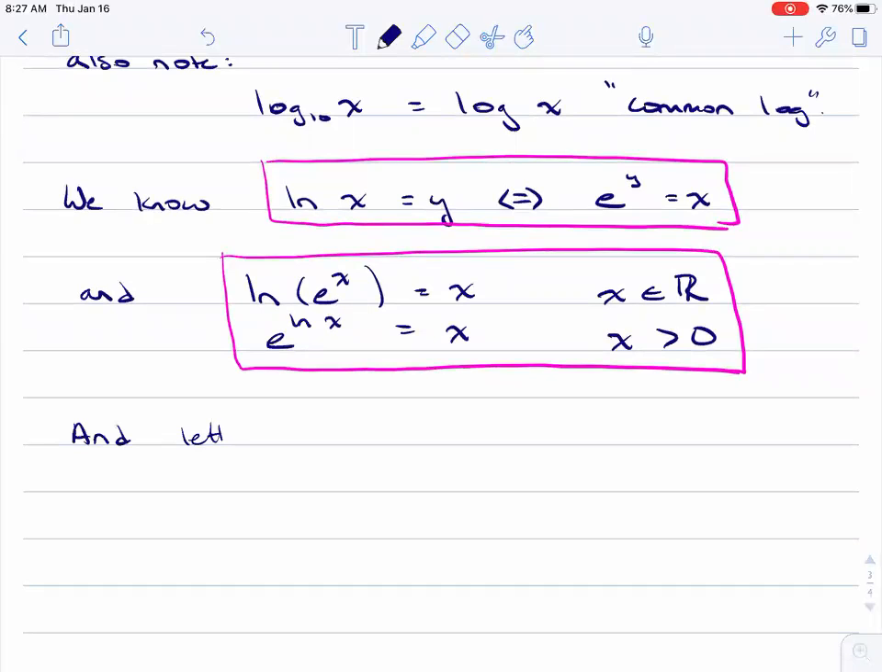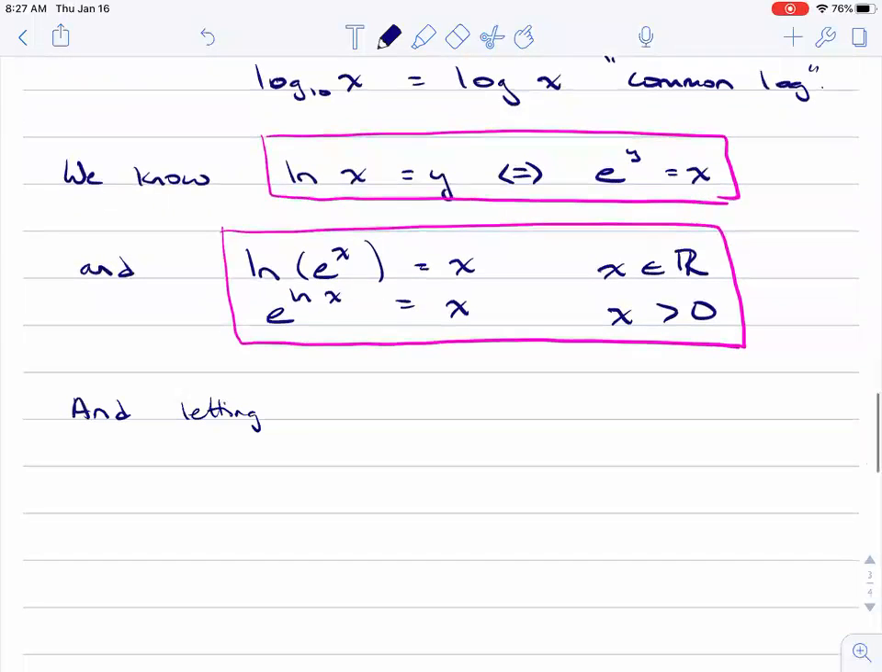And of course, letting x equal 1 is the same as taking the natural log of e, which is also equal to 1, right? So these are all equivalent. So the natural log of e to the power of 1 is just 1, right?